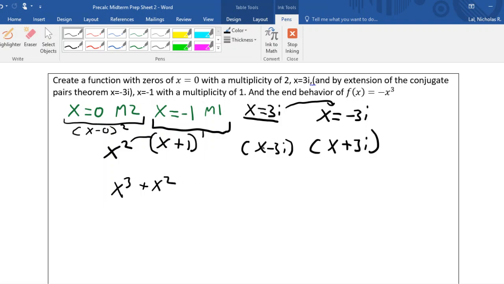Now we need to do x times x. What's x times x? X times x is x squared, and x times 3i, and just treat i like a variable right now, plus 3ix. And what about negative 3i times x? Minus 3ix. And what is i, by the way?